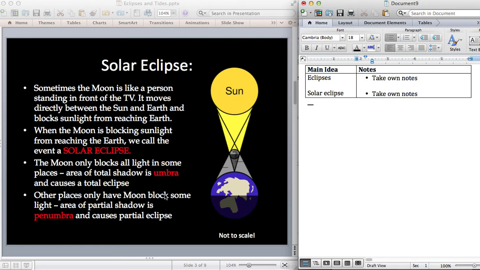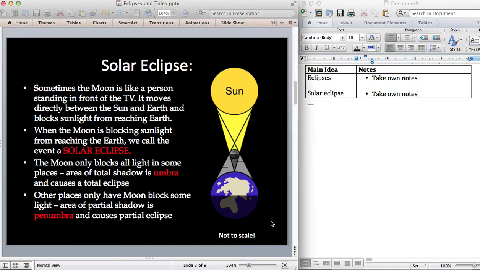You get no sunlight. Other places, though, in these lighter areas, only have partial shadow. You can see how the sunlight from over here isn't blocked by the moon at all before it hits Earth. Sunlight from over here is, but sunlight from over here is not. Those places only have some light blocked. We call that area of partial shadow the penumbra. A good way to remember that: partial shadow, penumbra, partial eclipse, meaning the sun would be partially blocked.